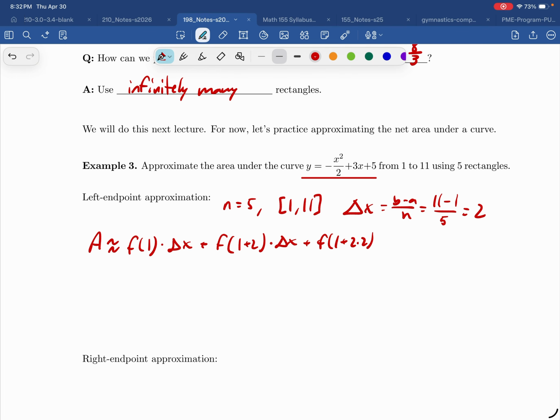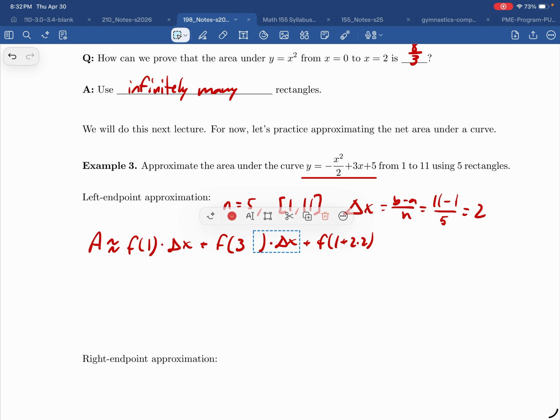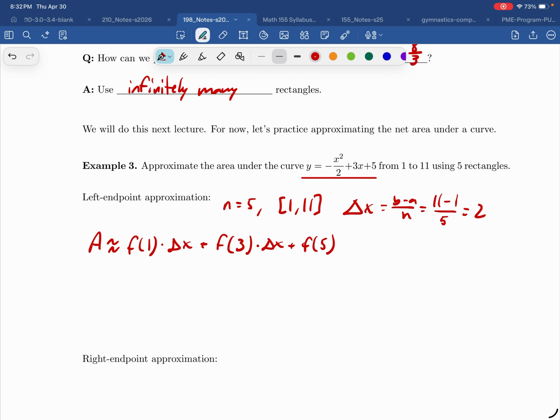Maybe that might be a little confusing. Let me put it this way, that might be a little clearer. I'm going from 1 to 3 to 5, right? Because we're just moving over by 2 each time. And we just keep doing this until we have 1, 2, 3, 4, 5 rectangles. Now, I'm not going to simplify this. That's going to take too much time.